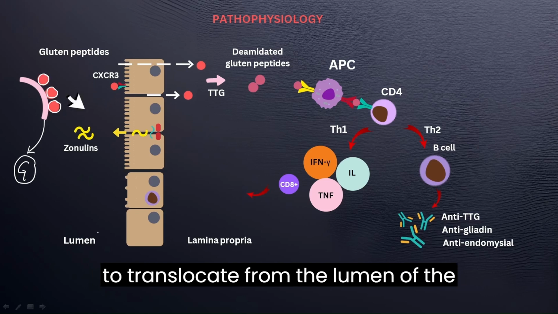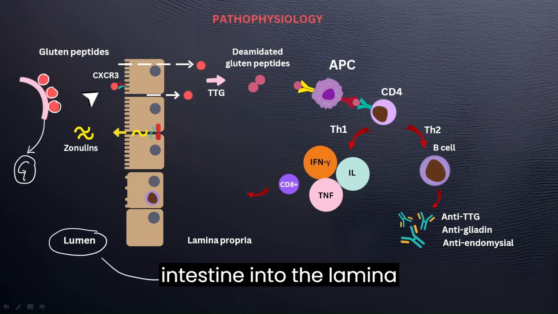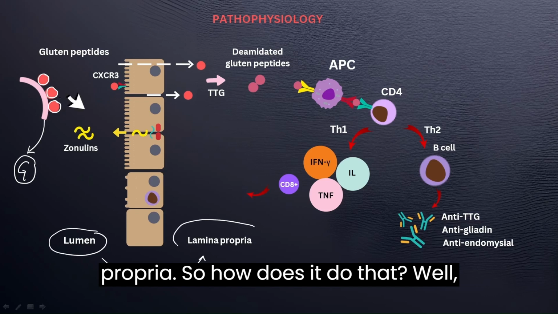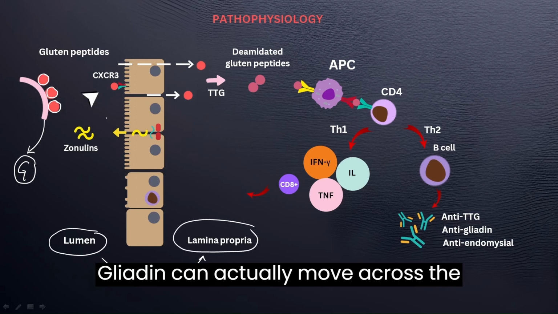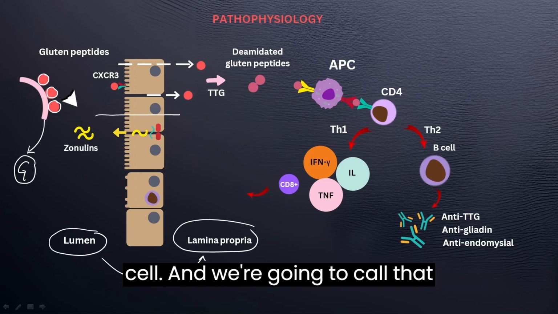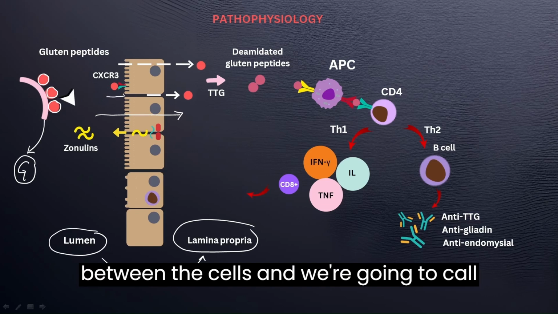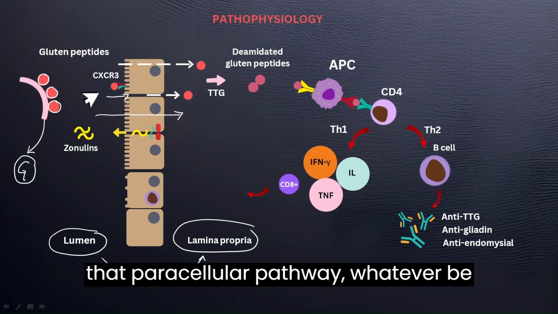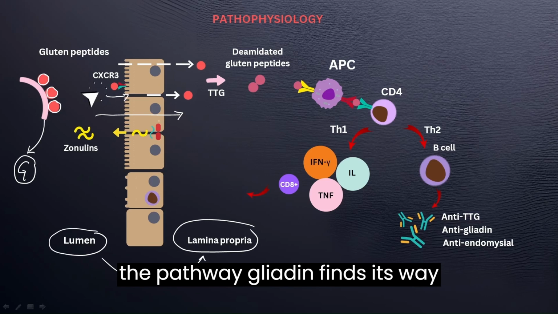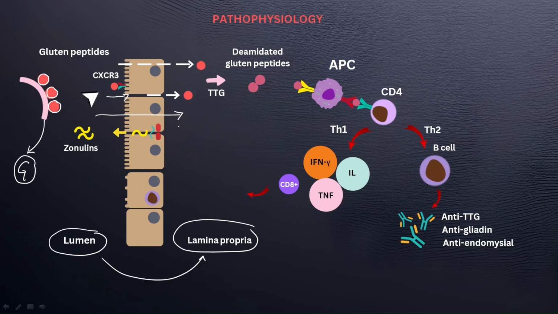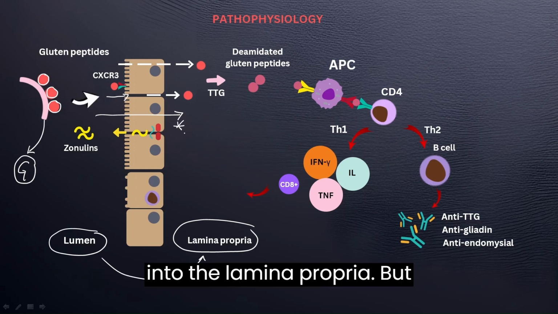Gliadin somehow has to translocate from the lumen of the intestine into the lamina propria. So how does it do that? Well, gliadin can actually move across the cell, and we're going to call that transcellular. Or it may move in between the cells, and we're going to call that the paracellular pathway. Whatever the pathway, gliadin finds its way into the lamina propria.